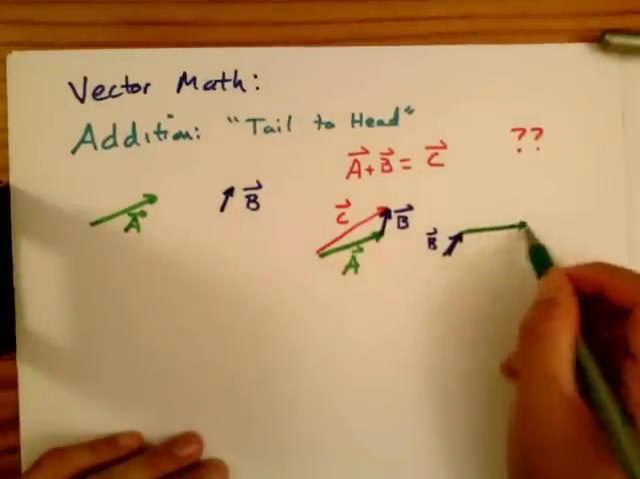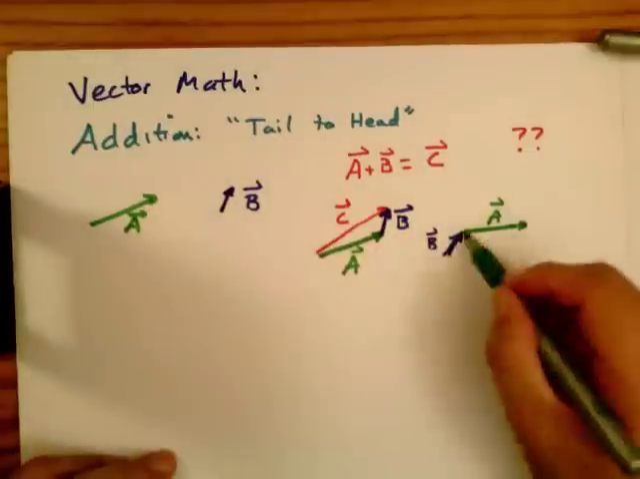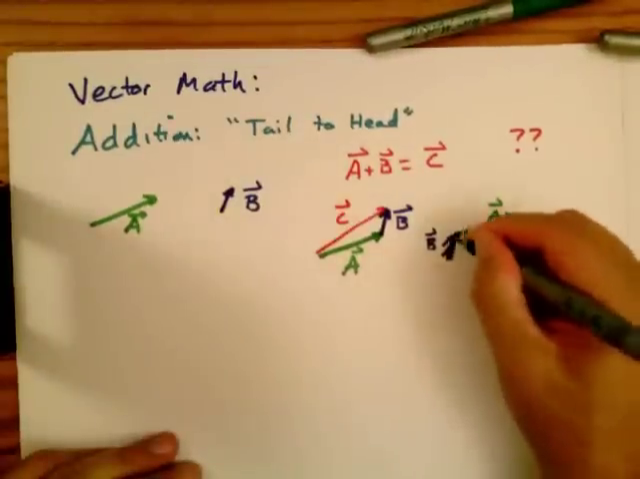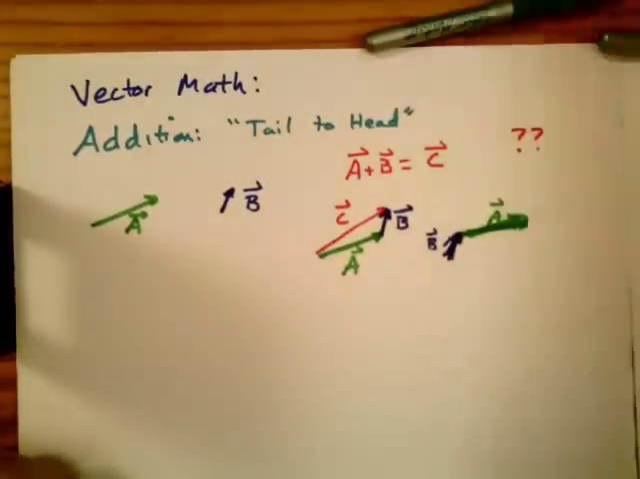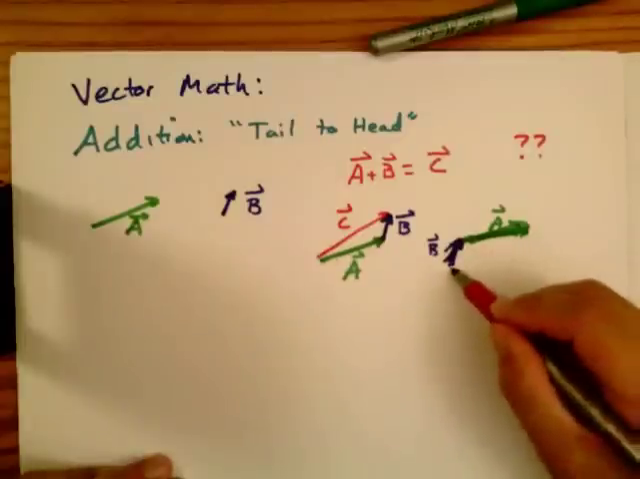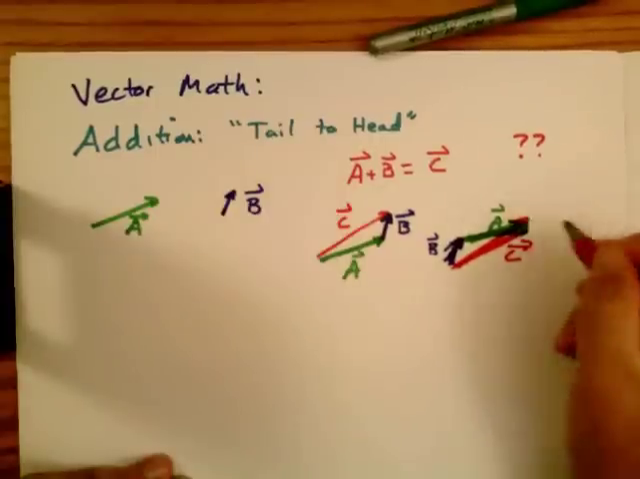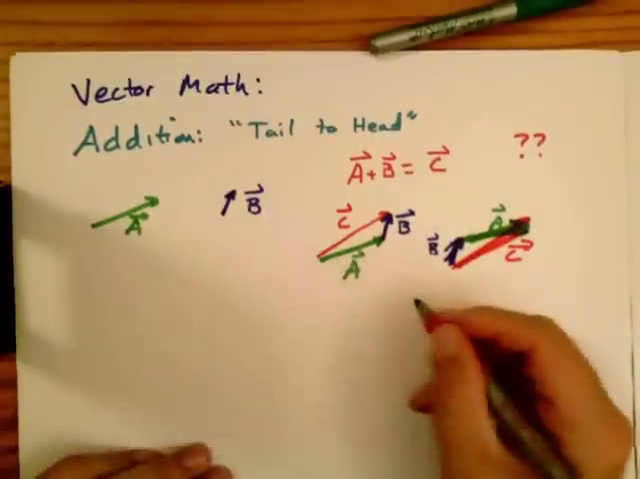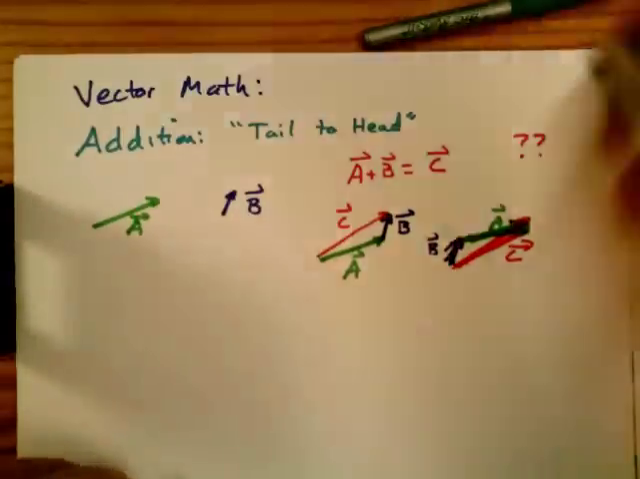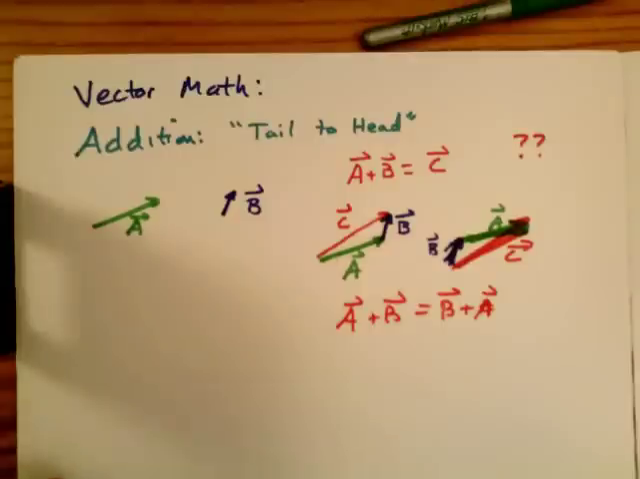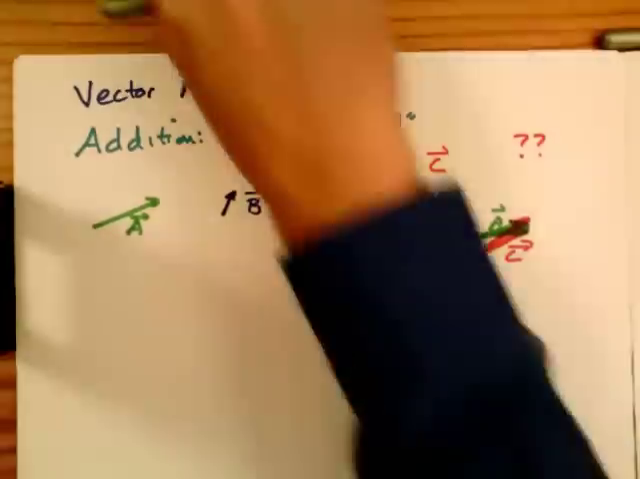Of course, you can do this in reverse. There's B and there's A. You have to draw them parallel. And then again, vector C is going from the start to the end like that. There's your vector C. And they're both the same, whether I do it one way or the other. In other words, A plus B is the same thing as B plus A. It doesn't matter which order you add the vectors in, you'll get the same result.